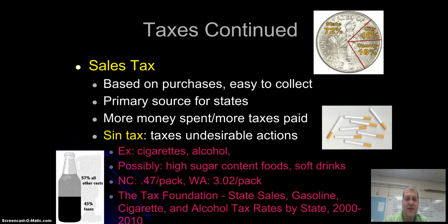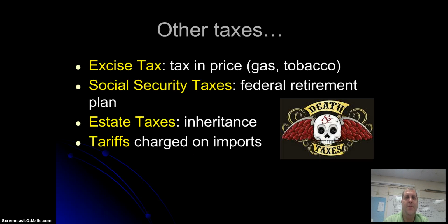And sin taxes, taxes on undesirable products, where you go: cigarettes and alcohol. Soft drinks are what we're looking at. Gasoline gets really taxed a lot. North Carolina gets very heavily taxed. Sales tax, one of the more interesting stories you may have heard about is that the Carolina Panthers petitioned for a new stadium. They got a half-cent sales tax increase in North Carolina.